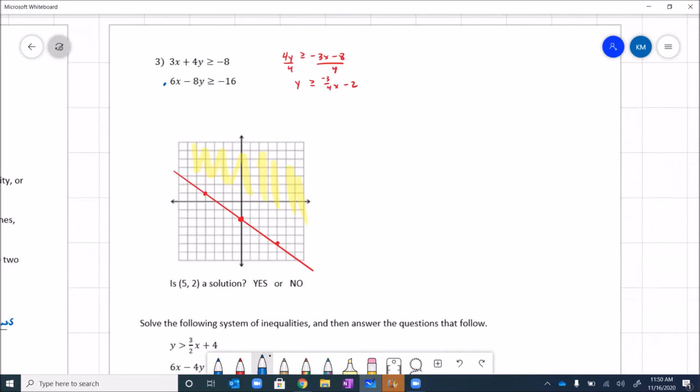All right, so here we have 6x minus 8y is greater than or equal to -16. So I'm going to subtract 6x from both sides. -8y is greater than or equal to -6x minus 16. Divide by -8. Okay, and that gives me y divided by a negative number. Have to flip the sign. That gives me 3/4 x plus 2.